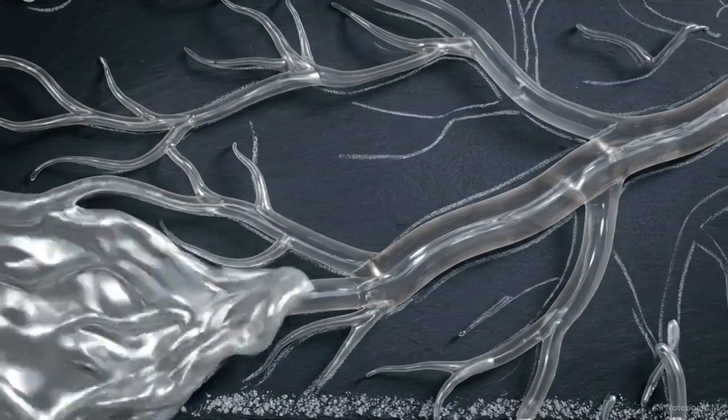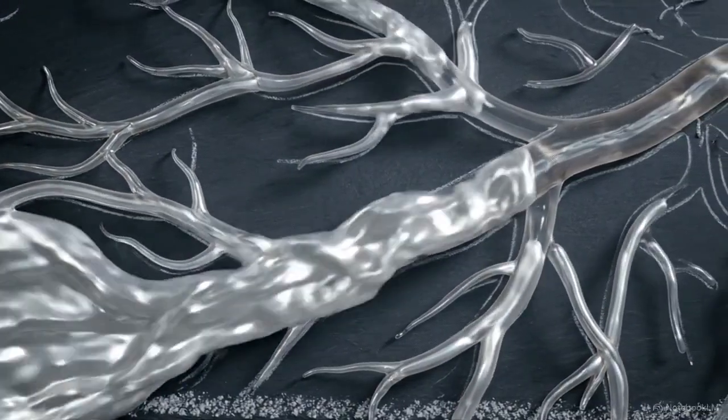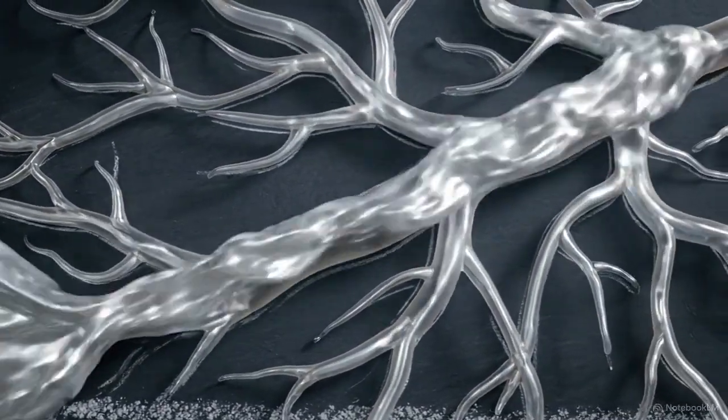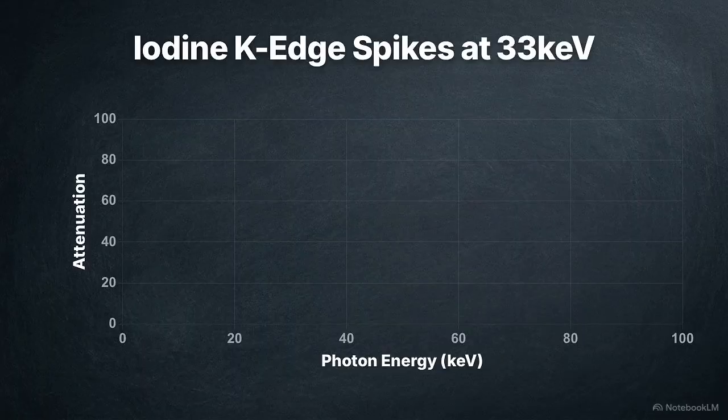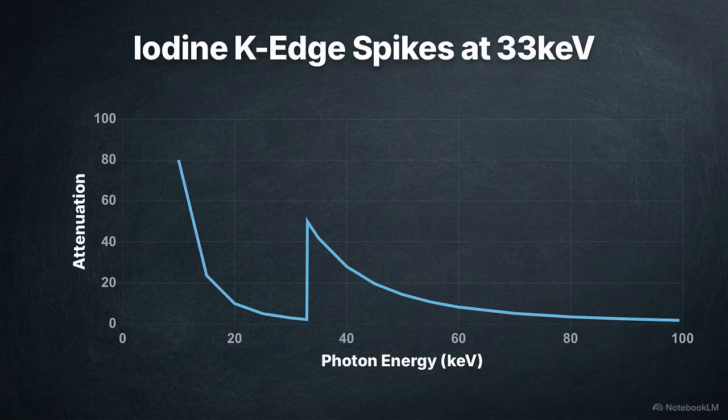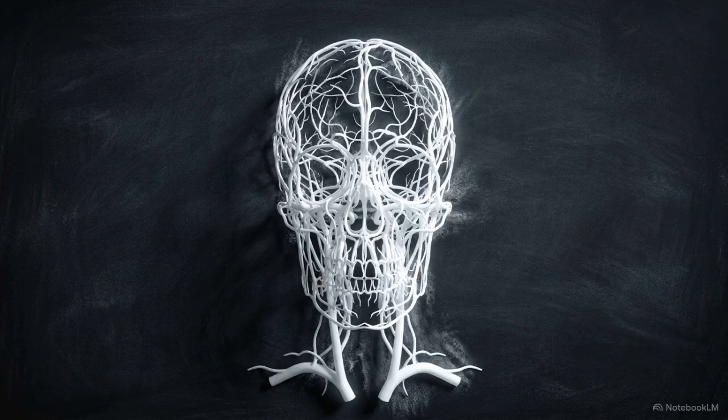Radiologists actively exploit this physical threshold by introducing high atomic number contrast agents, like liquid iodine, directly into the patient's body. Iodine, for example, has a highly specific K-edge of 33 keV. 33 keV sits perfectly within the diagnostic radiation range. Using iodine forces massive photoelectric attenuation, lighting up the vascular system with extremely high contrast.